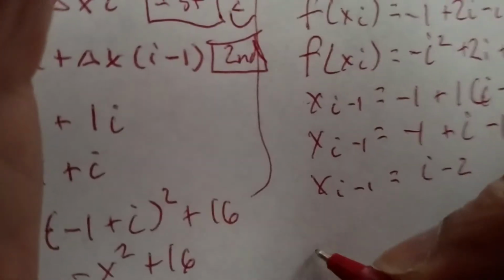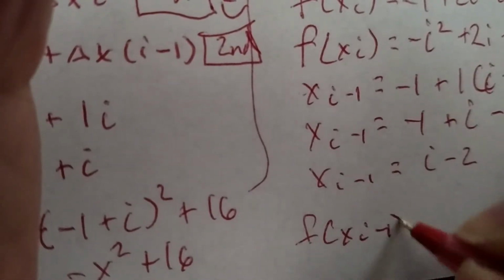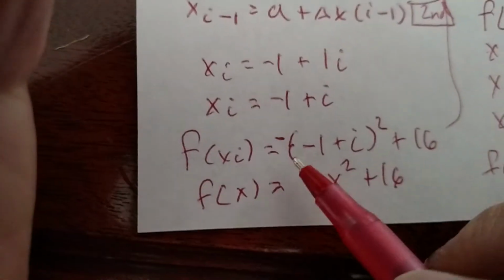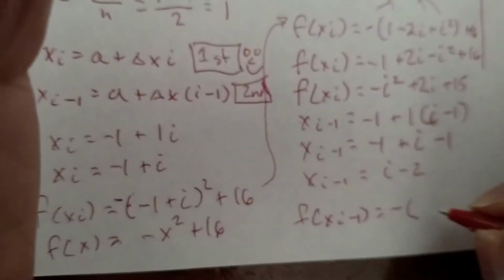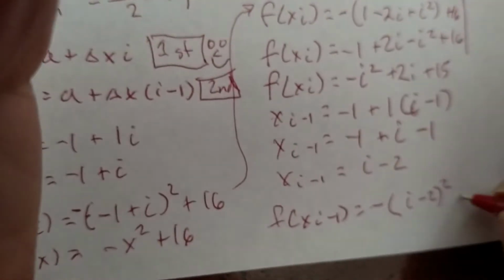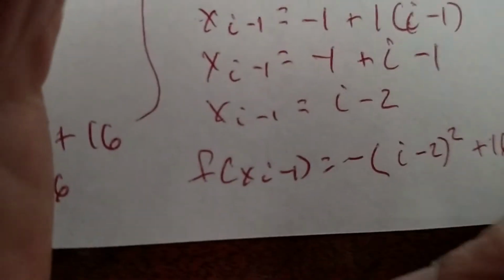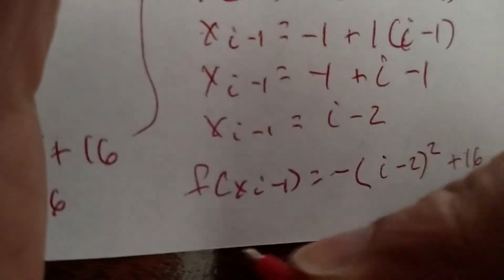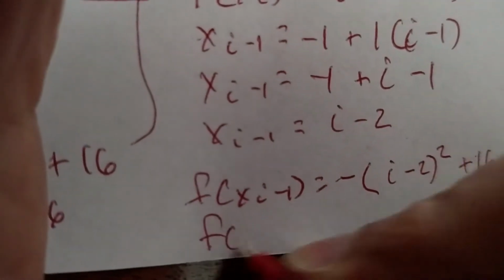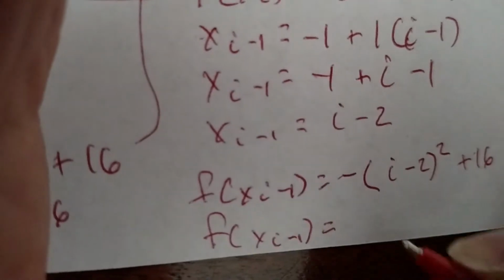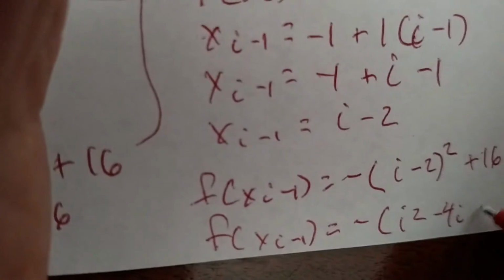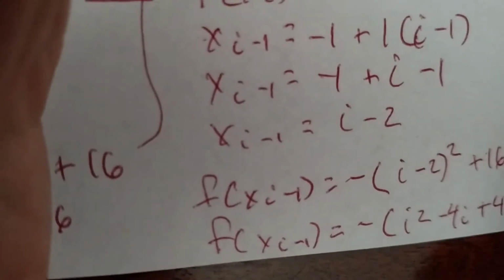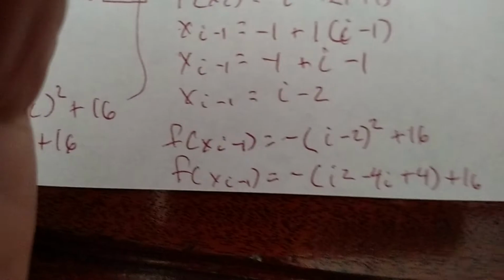Okay, so now we need f of x of I minus 1. We're going to do the same thing we did with this one, so it's negative parentheses I minus 2 squared plus 16. Okay, so we're going to FOIL that out. Negative I squared minus 4I plus 4 plus 16. Oh, can't see it all. That's what I get, and I'm going to distribute that negative.